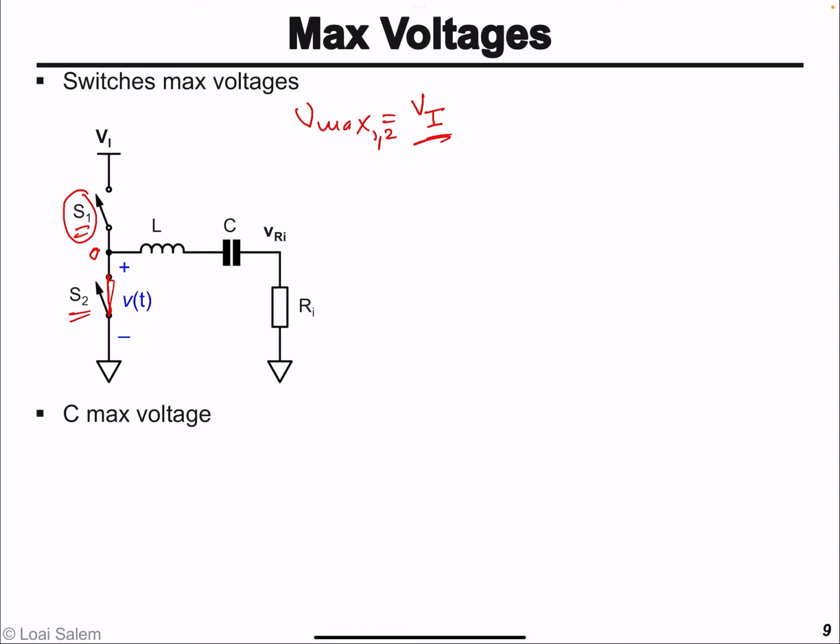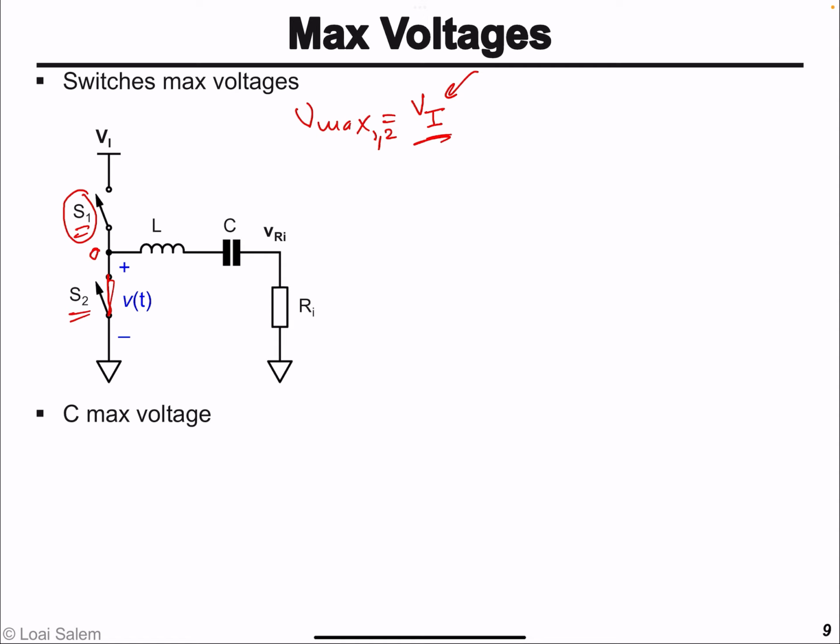So the maximum voltage for switch 1 or switch 2 is going to be the input voltage. And so when we order the switches or the transistors for implementing a series resonant pulse inverter for a wireless power transfer system, we should make sure that the maximum voltage the transistors can handle should be larger than the input voltage.